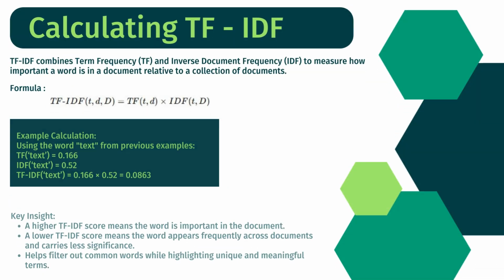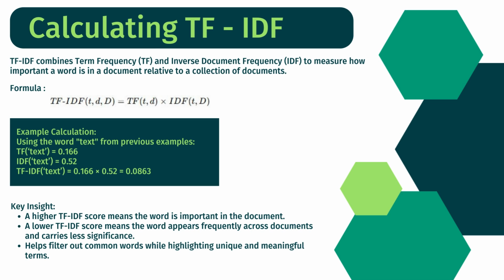Now that we understand term frequency and inverse document frequency, let's see how they come together in TF-IDF. TF-IDF is a measure that evaluates how important a word is within a document relative to a larger collection of documents. It does this by multiplying term frequency with inverse document frequency. The formula is simple. TF-IDF equals TF multiplied by IDF.